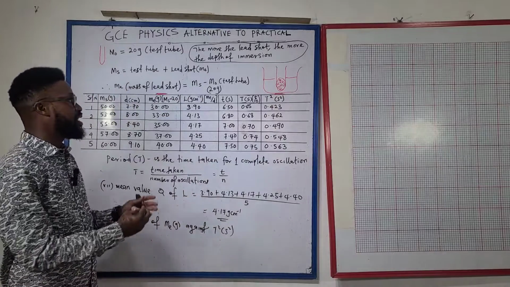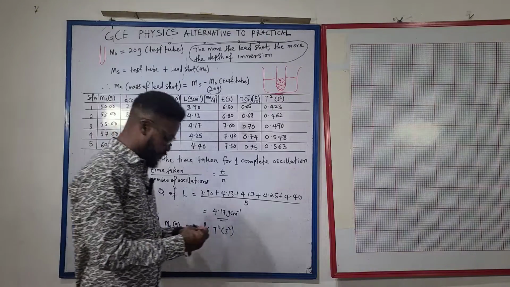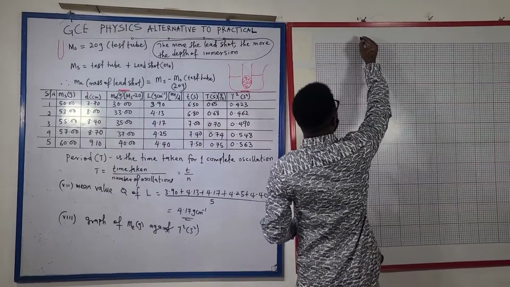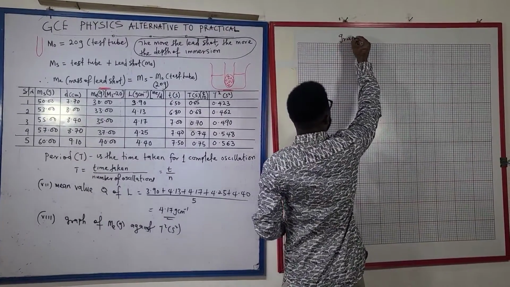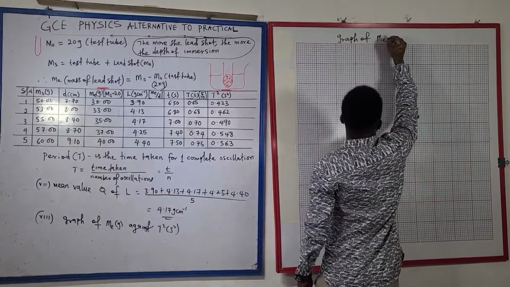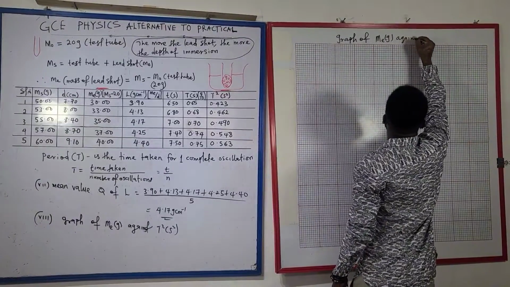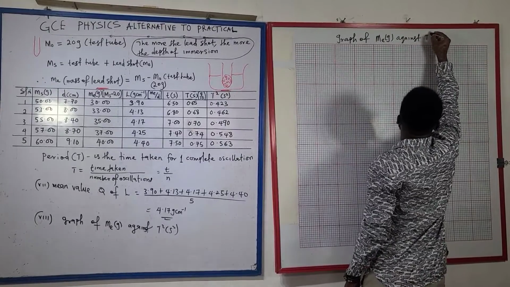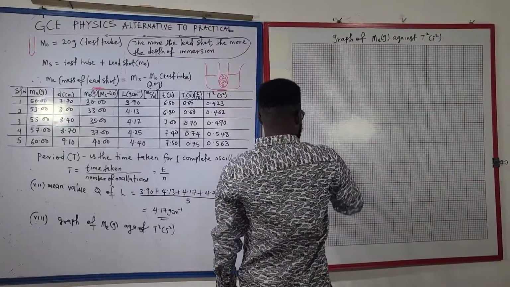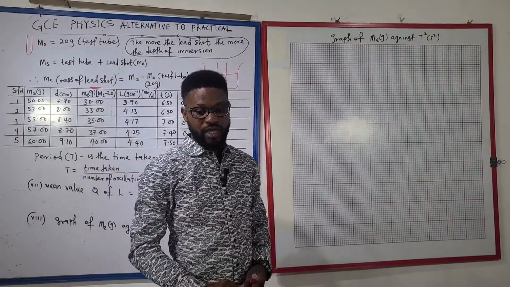That is what we are meant to do now. Okay, to get that done, the very first thing we are going to write for Roman figure 8 is to talk about the graph. The title of our graph is the first thing. We say graph of ME, that's the mass of the lead shot in grams, against T square in second square. So which means M is going to make my vertical axis, and then T square in second square is going to make my horizontal axis.